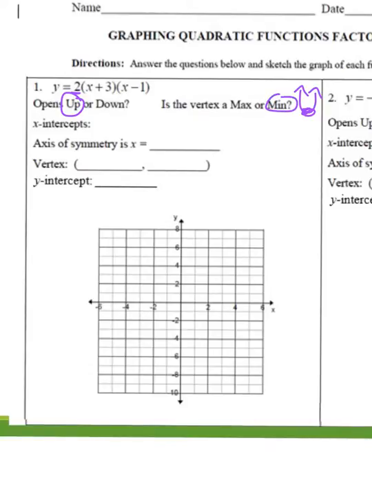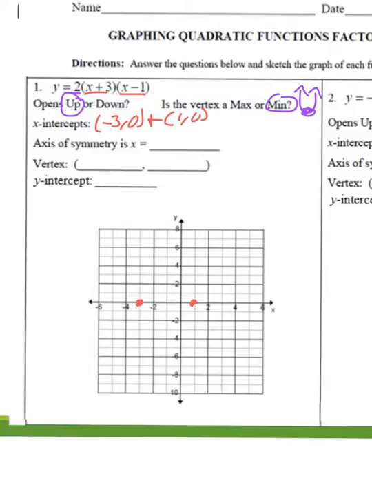Your x-intercepts, just like we talked about, you're going to want to look at your factors. Make sure you change the sign though. So you're going to have a negative 3, 0, and a positive 1, 0. So let's go ahead and plot those points, and we can find our axis of symmetry that way.